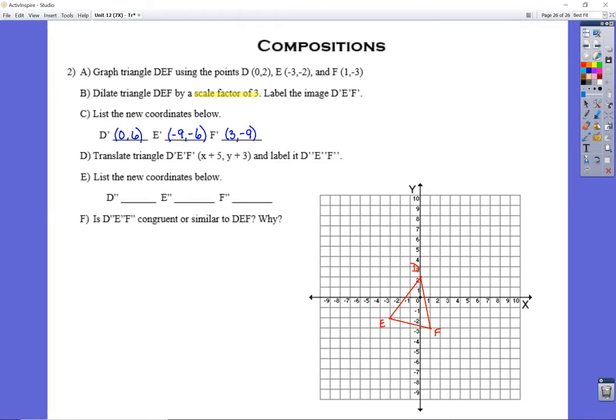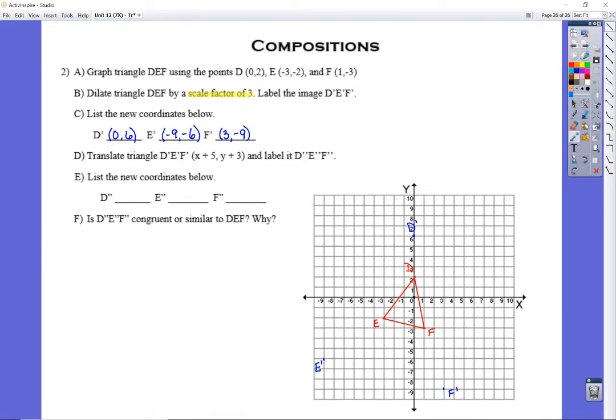Now I'm going to graph the coordinates that I have. So (0, 6) is D prime. (-9, -6) is E prime. And (3, -9) is F prime. Once you have those plotted, you're going to connect your vertices with a straight edge.